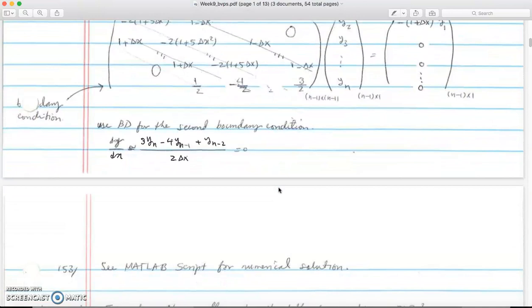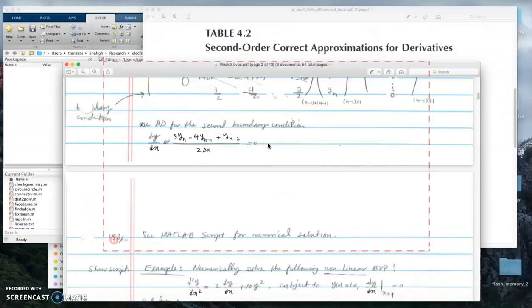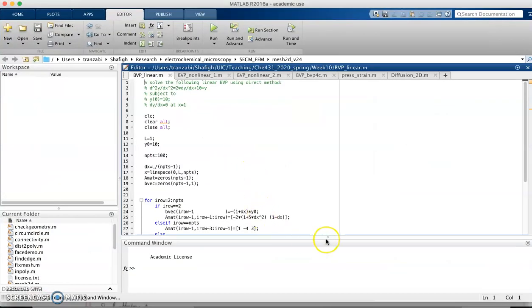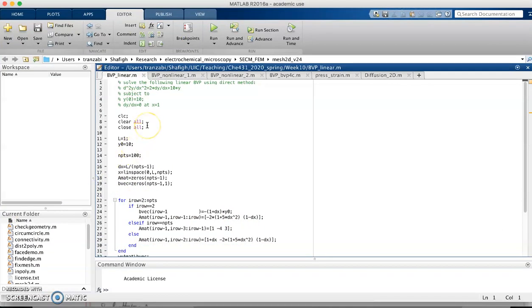Now I'm going to go back and see how we can use this algorithm to solve the problem in MATLAB. So here's the MATLAB script. I implemented the same problem using MATLAB. I have my domain length equal to 1, the boundary condition on the left is 10, I have 100 discretized points, where it gives me the interval equal to the length divided by 99, because the 2 endpoints are included.